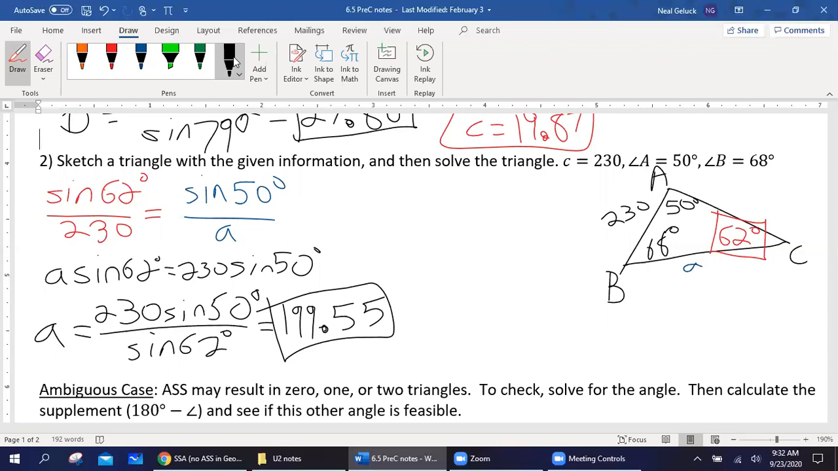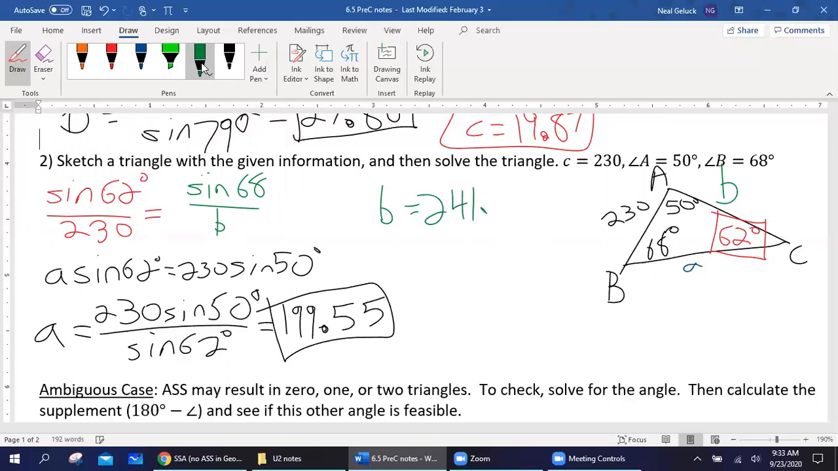The only thing I'm missing now is side B. I'd start off with the same first ratio, sine 62 over 230, but this time I'm going to set that equal to sine 68 over B. If you do the same stuff, you'll get side B equal to 241.52.